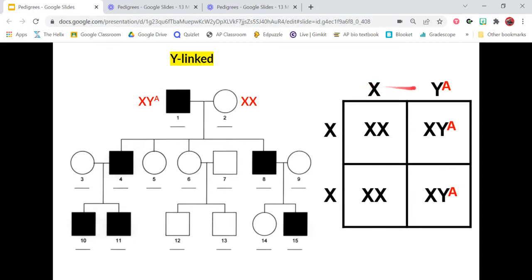So we see that if we have a father who has an affected Y chromosome, then he's going to pass that Y chromosome on to all of his sons, and they will also be affected. But his daughters, because they don't get his Y chromosome, will be fine. So none of his daughters will be affected. So that's where that came from. It's essentially just doing guess and check Punnett squares. Okay, let's do another example.